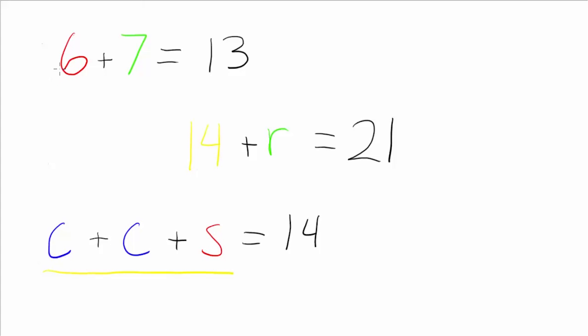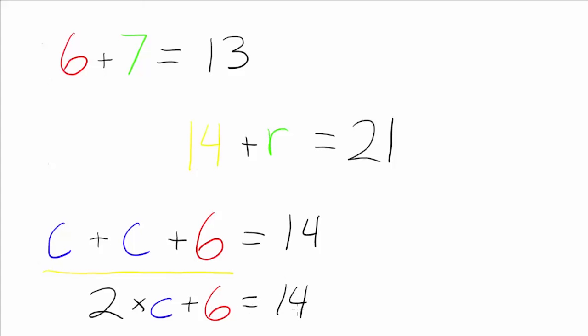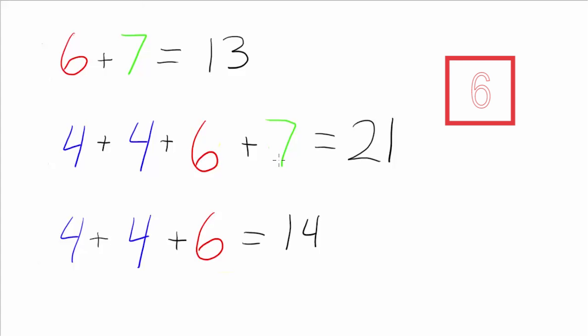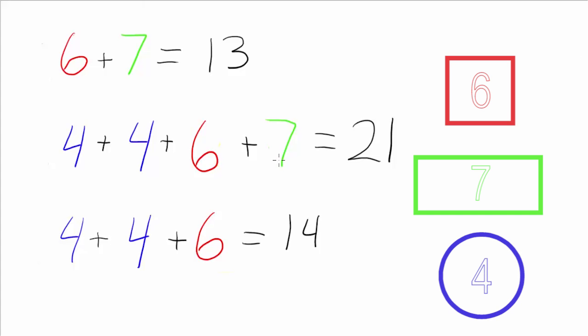With that information, we can rewrite the final equation to C plus 6 equals 14, or 2 multiplied by C plus 6 equals 14. Using part-whole again, we can solve that C equals 4. Therefore, the weight of the square is 6 pounds, the weight of the rectangle is 7 pounds, and the weight of the circle is 4 pounds.